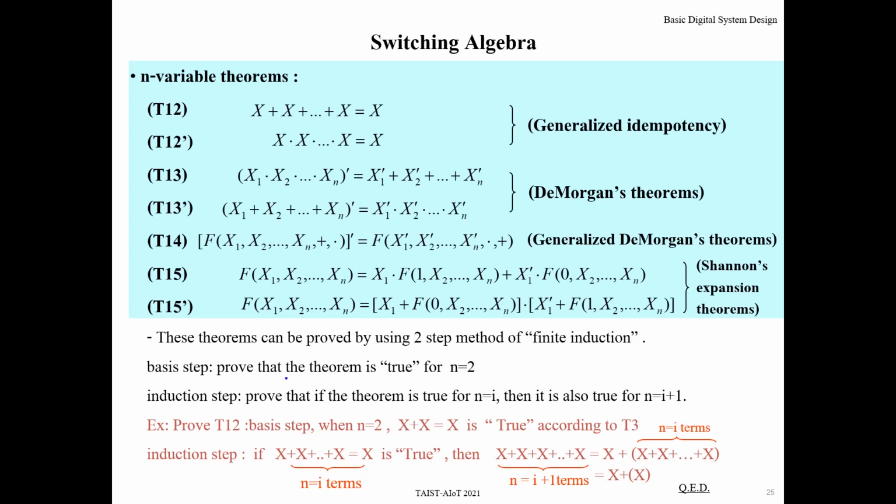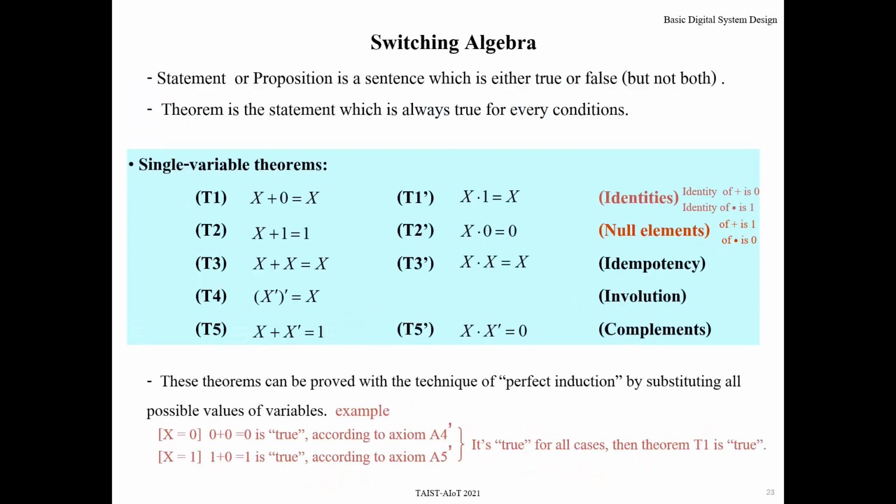Okay, for the basis step, we prove for the smallest number of variables. For example, when n is 2, then it becomes x plus x equal to x. Okay, hope that is true. In this case, it's true, right? By this theorem, right? X plus x equal to x.